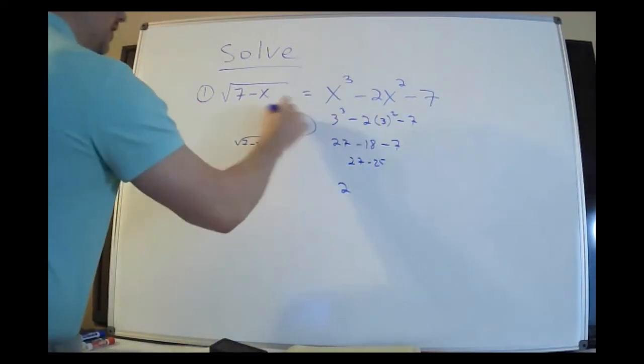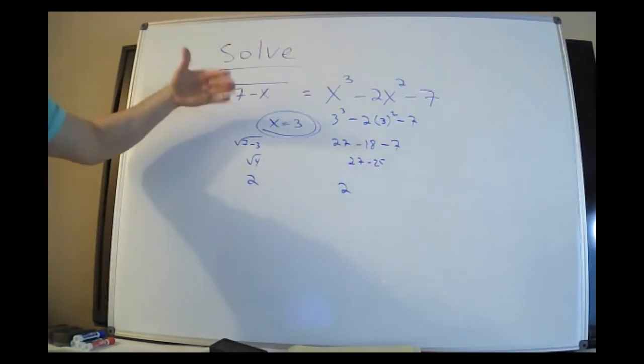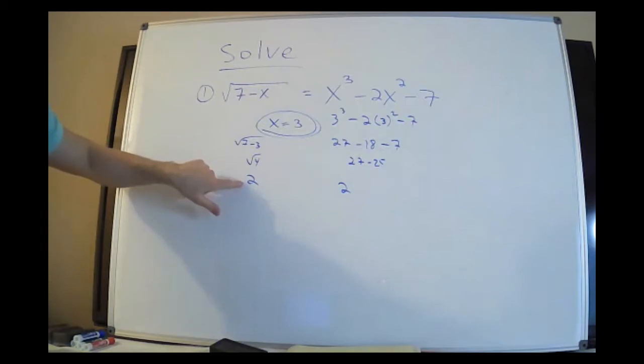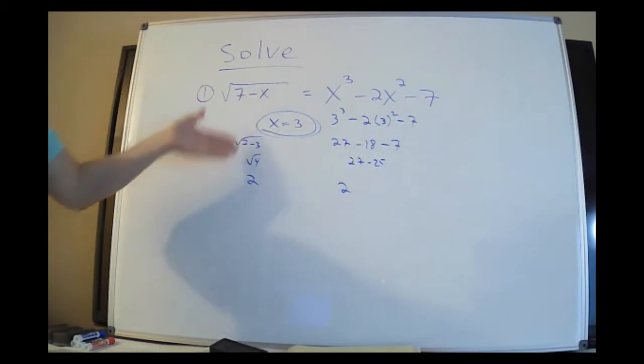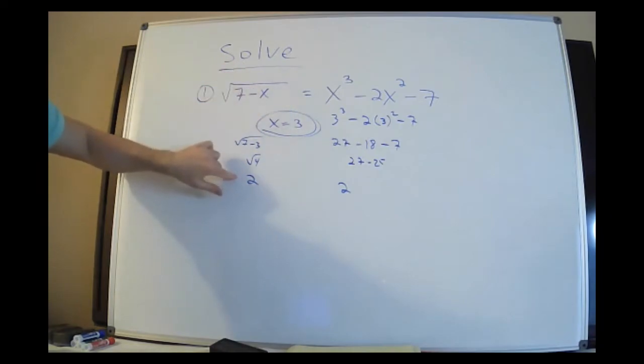So this is the number you get that makes the left side and the right side equal. Hence, it is the solution. I don't care about the 2. What is 2? 2 is the number that you get when you plug in 3. That's nice, but my solution is 3. My solution is not 2.